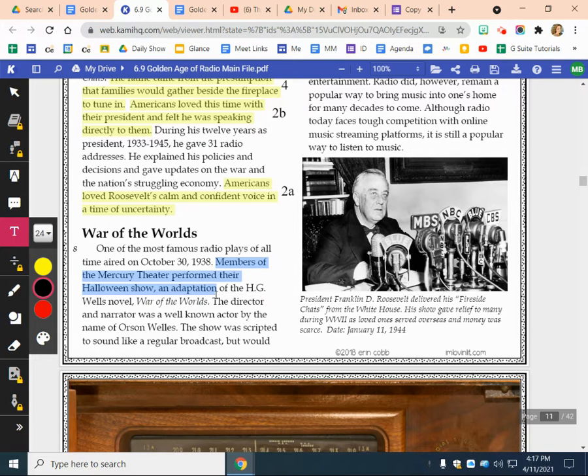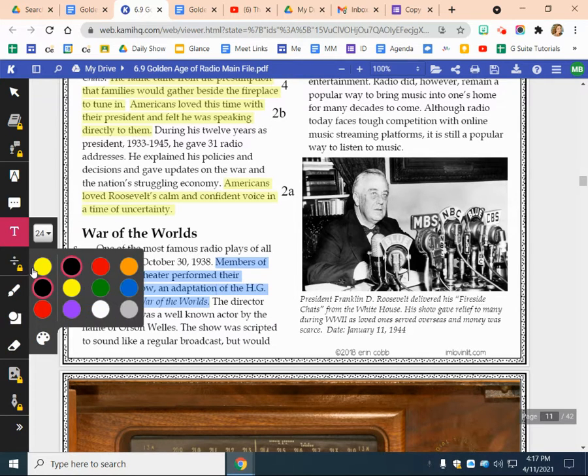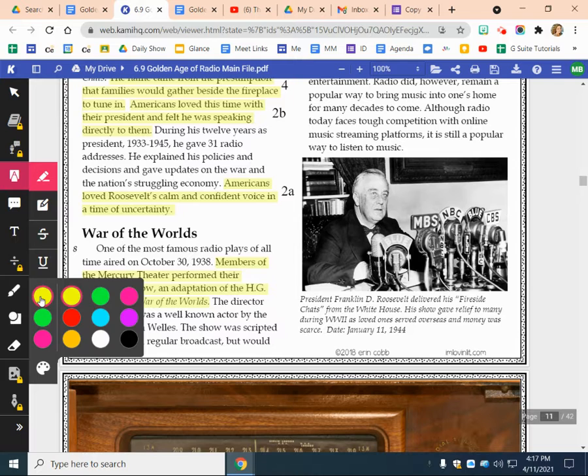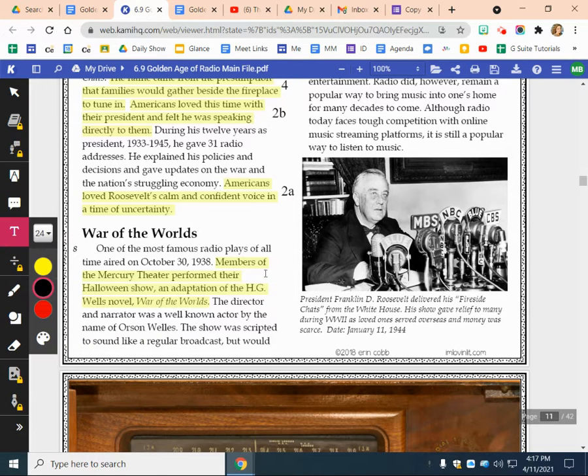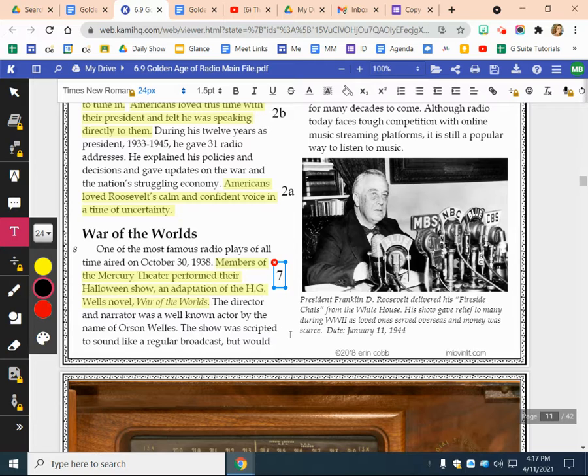An adaptation of H.G. Wells' novel War of the Worlds. Adaptation means just a different version of the novel. It's not a novel. They didn't read the novel. They made it into a play. So it was meant to be fun and perfect for Halloween time. So we're going to highlight that one, and we're going to put number 7 next to it.